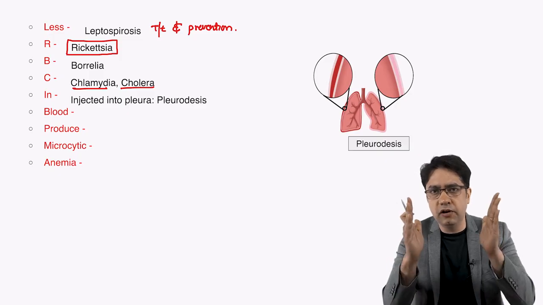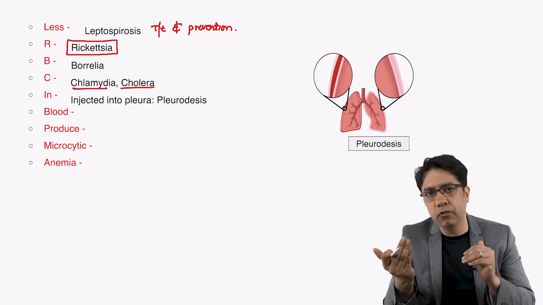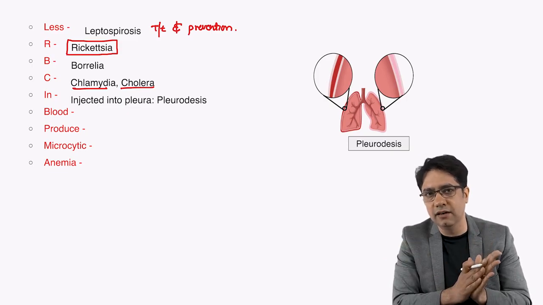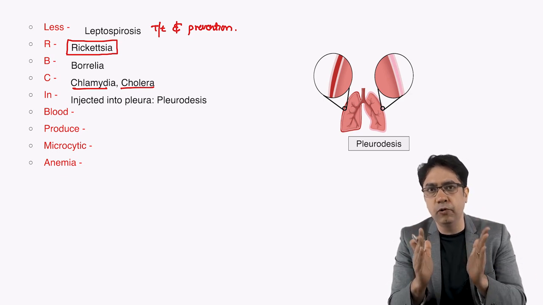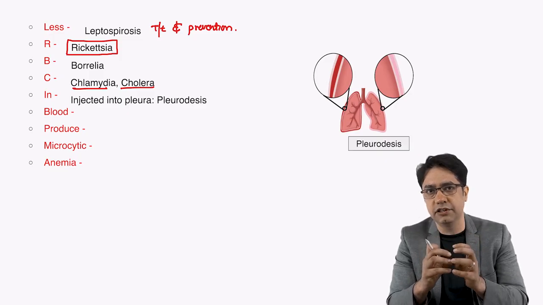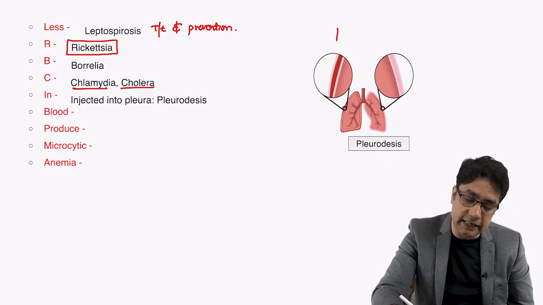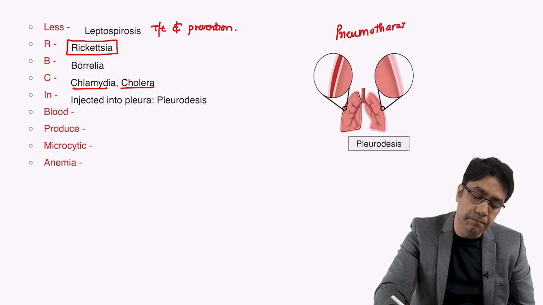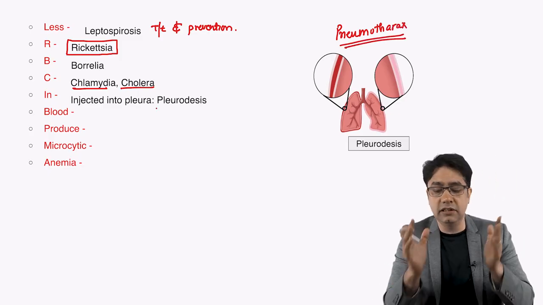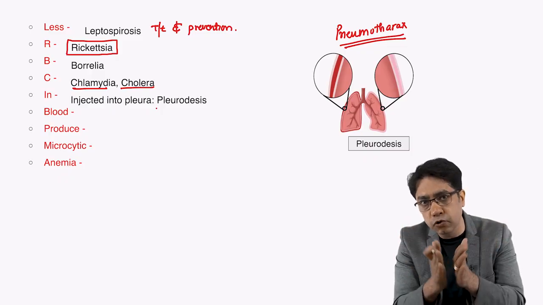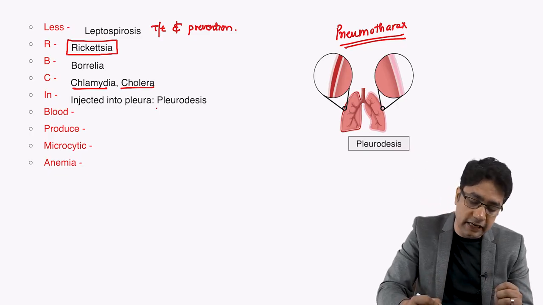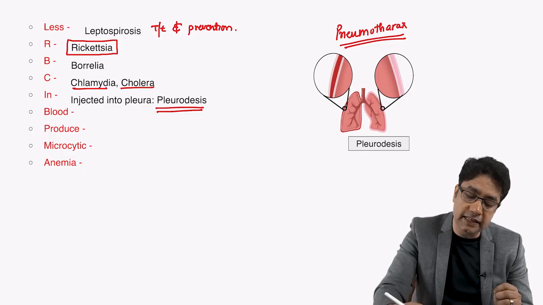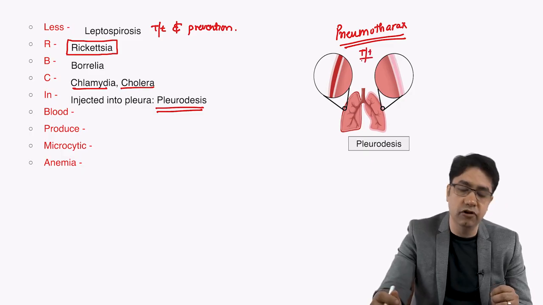Now sometimes we inject this doxycycline into the pleural space. We know there are two pleural membranes. The outer one is parietal pleura. The inner one, which is attached to the lungs, is visceral pleura. Sometimes between these two pleural membranes, air deposits, and we call this dangerous disease pneumothorax, and it can lead to compression of lungs. So sometimes these two pleural membranes must be fused together. This fusion of pleural membranes is known as pleurodesis. And pleurodesis is done for the treatment of pneumothorax.